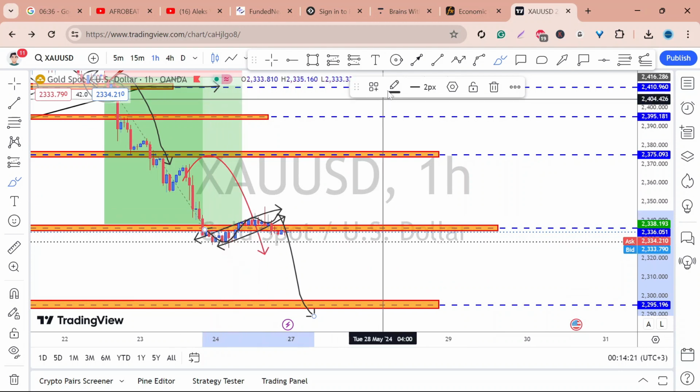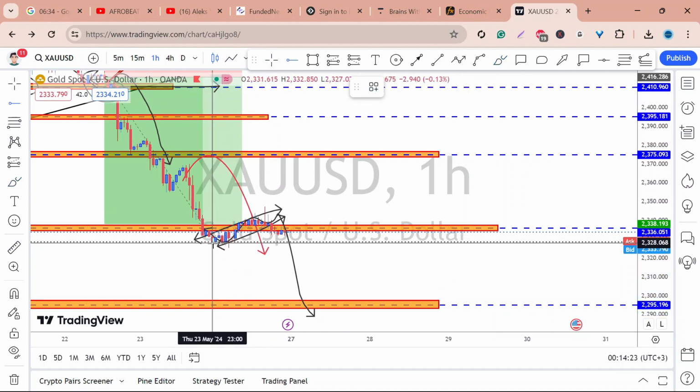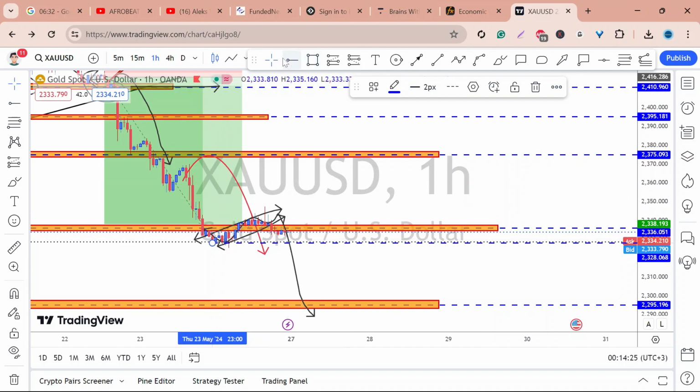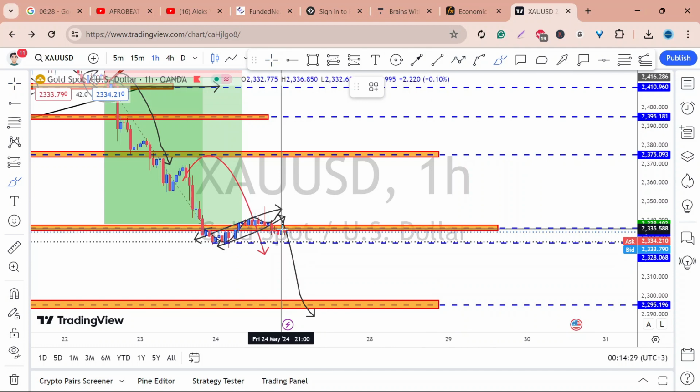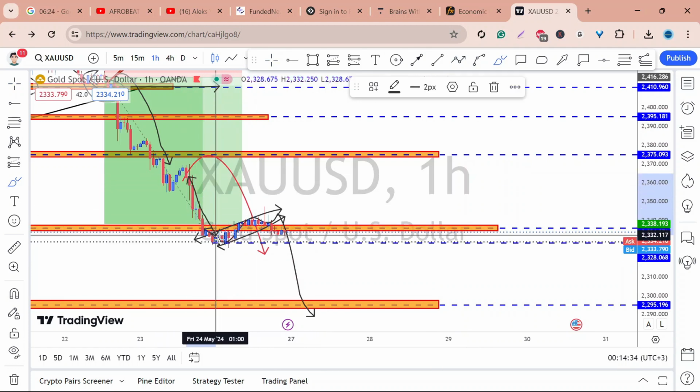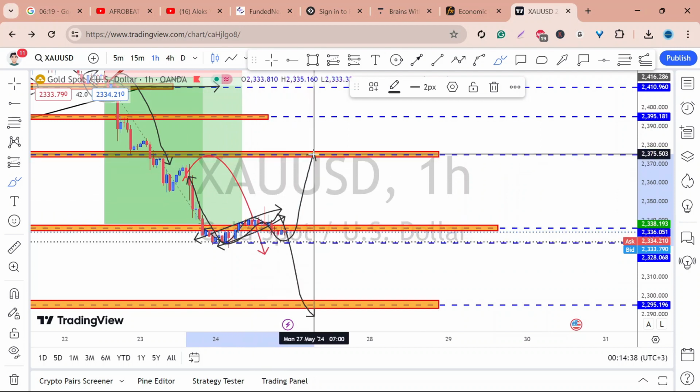If at all we've not broken this level of structure, this level of support here, then I expect we might still have an upward move on gold. So what we may be looking at is this double bottom holding for gold to retest this structure that was broken earlier on.